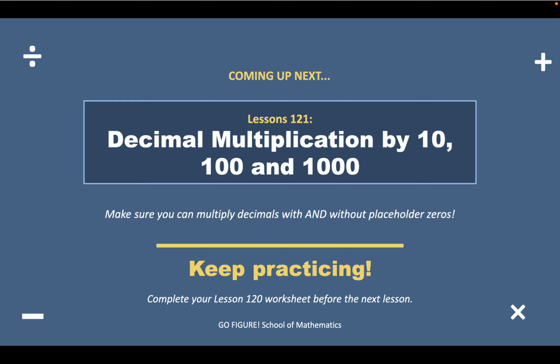And coming up next, we'll have lesson 121, decimal multiplication by 10, 100, and 1,000. So make sure that you can multiply decimals with and without placeholder zeros. And go ahead and complete your lesson for 120 before we get to the next lesson.